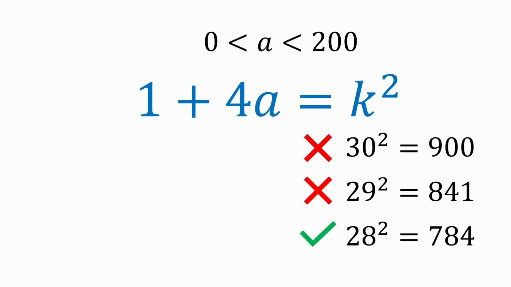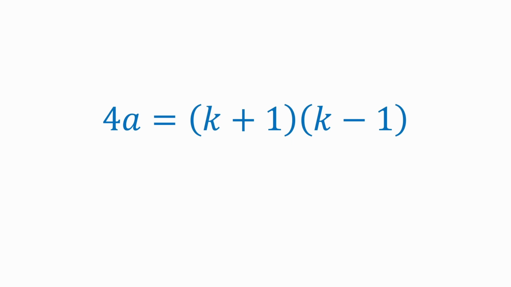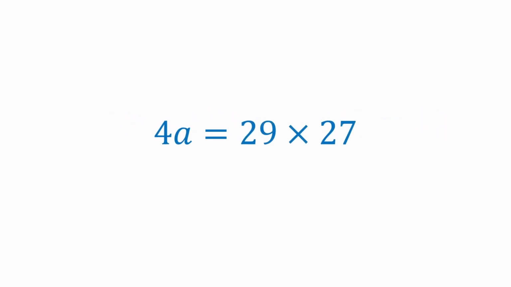To make it more efficient to test these perfect squares, let's rearrange the equation as a difference of two squares. Now, let's put 28 in for k. That will give us 4a equals 29 times 27. And that won't work because neither of those numbers are divisible by 4.